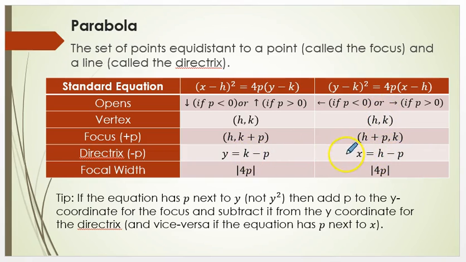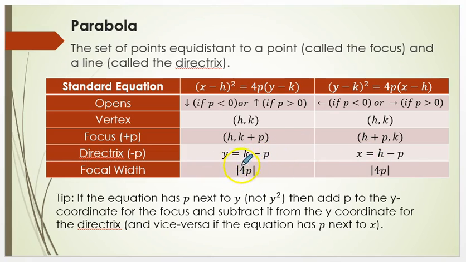Also note that the directrix is an equation of a line, so that same variable, if p is touching y, then it's going to be a y equals equation. If p is touching x, then it will be an x equals equation. You have to put the y equals or the x equals because we're specifying an entire line. It's kind of like an asymptote that the parabola will avoid.